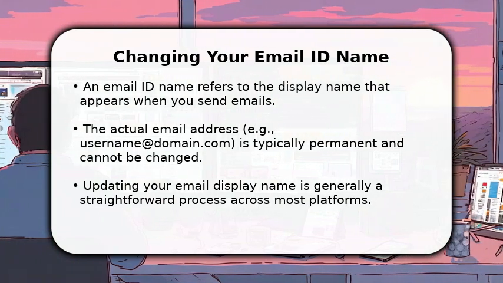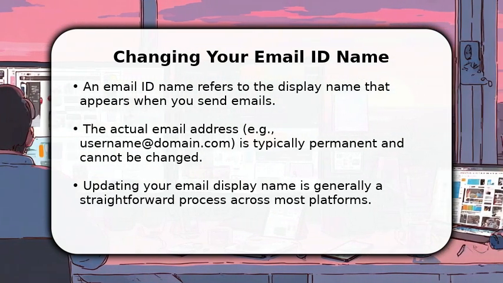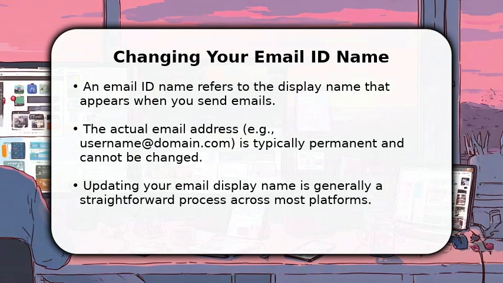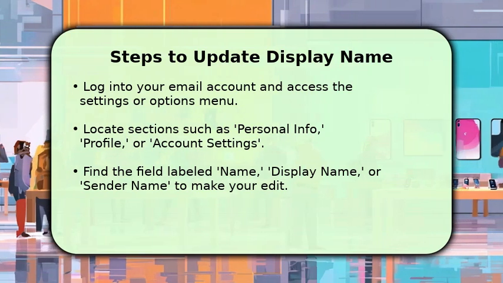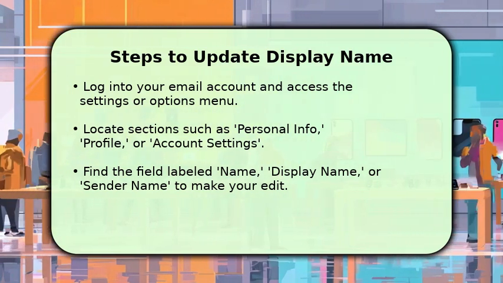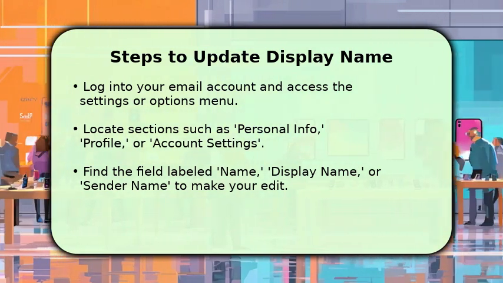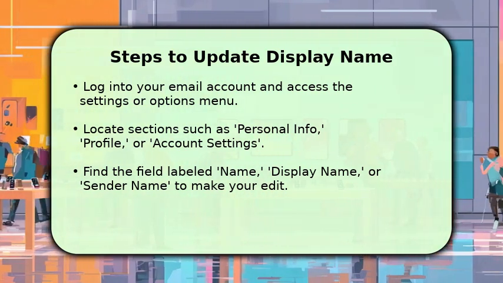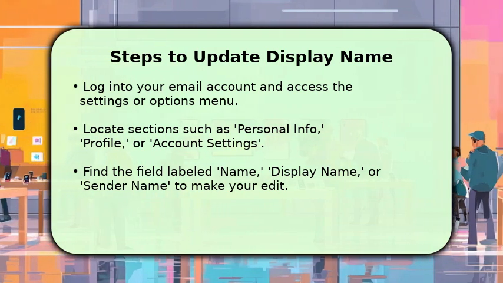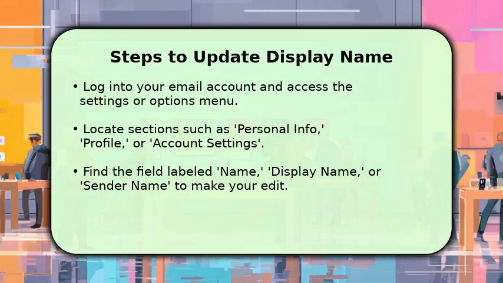We'll walk through the simple steps to update your display name across various platforms. To update your email display name, the process is generally quite simple, often taking less than 1 minute. First, log into your email account and navigate to the Settings or Options menu. Look for sections like Personal Info, Profile, or Account Settings.